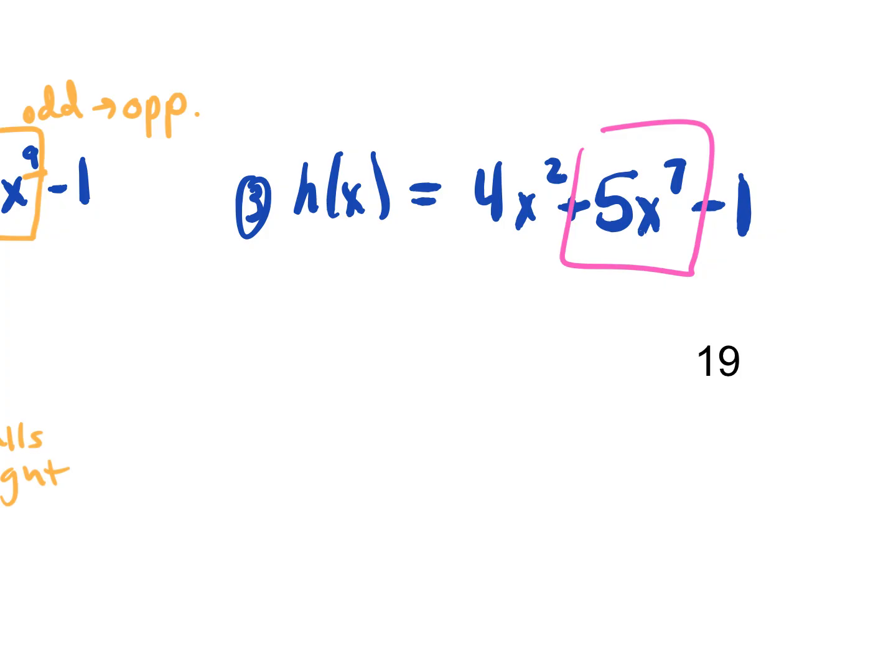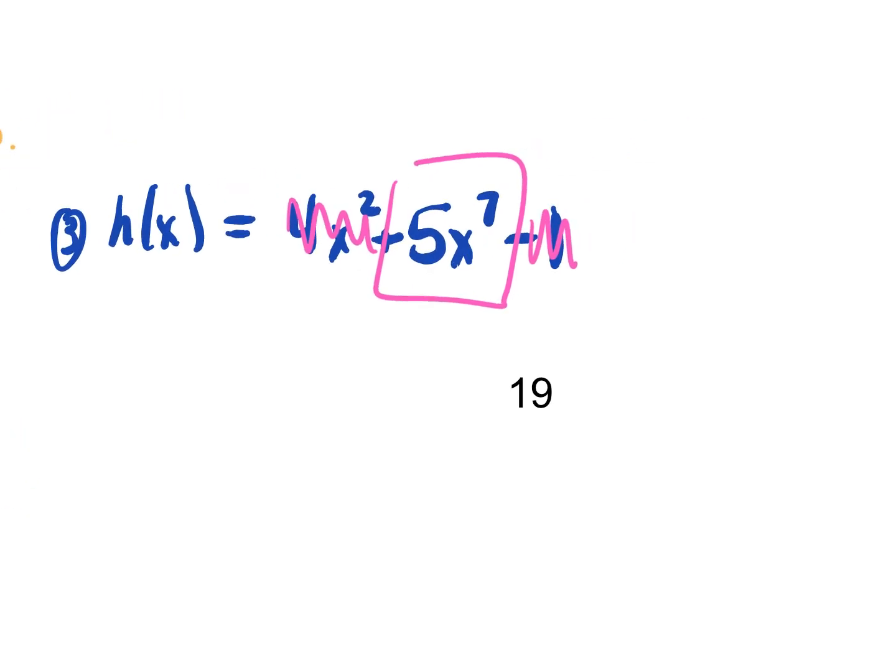So this is what we're looking at. Everything else does not matter. You're only looking at the highest degree. So 7, is it even or odd? 7 is odd. So did they go in the same direction or opposite directions? Opposite. And 5 is positive. So what does that tell us?